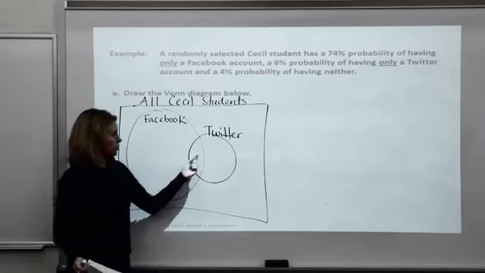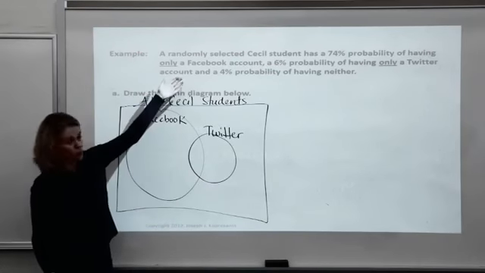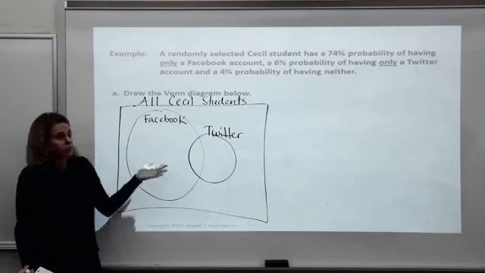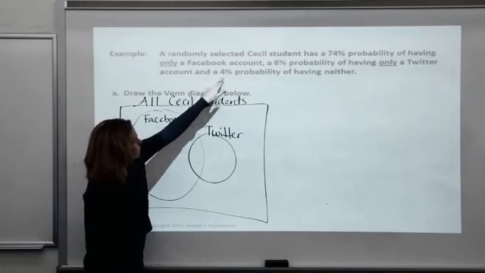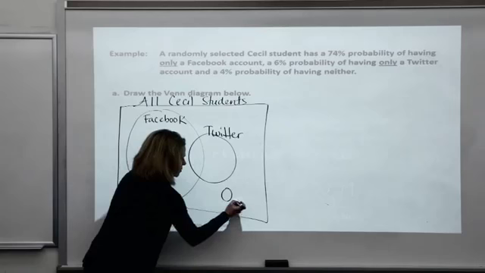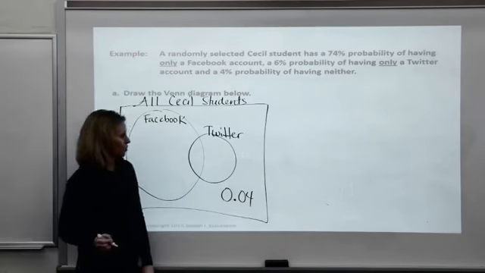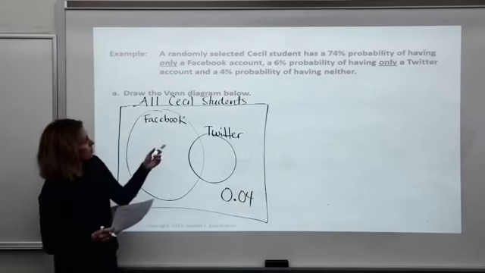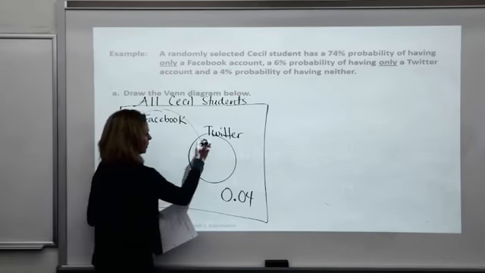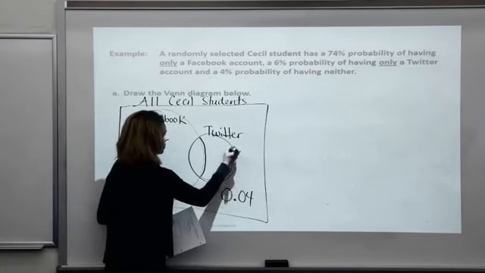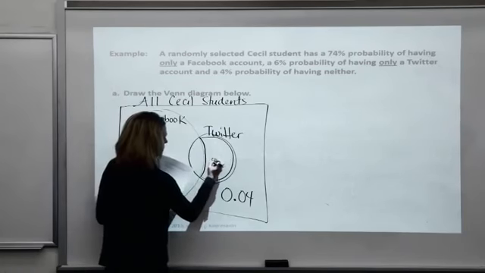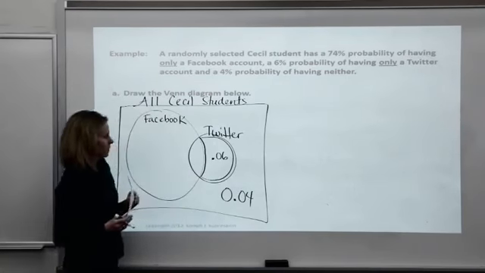Now usually you start in the middle if you can. So if we were given the likelihood of having a Facebook account and a Twitter account, we'd start here. We don't have that. So what if I start at the bottom? There's a 4% probability of having neither. They're the people outside your circles. So the probability of being outside the circle is 0.04. Now let's see what we have. There's a 6% probability of having only a Twitter account. These are the students here that have only a Twitter account. They do not have a Facebook account. So this probability right here is 0.06.